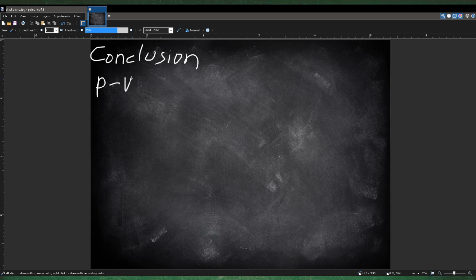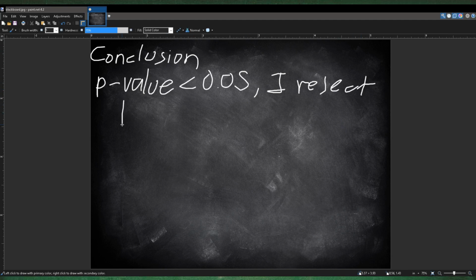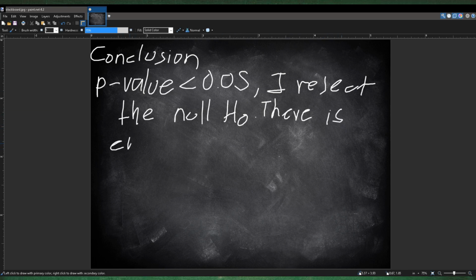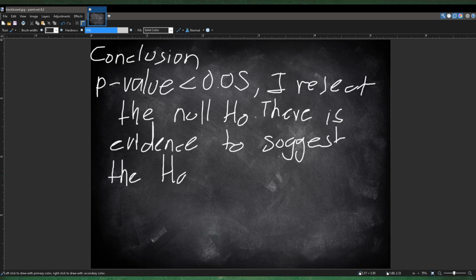So if your p-value is less than 0.05, your alpha level, then basically I reject the null hypothesis. I would just write H0, right? The null hypothesis. And you say there is evidence to suggest the alternative hypothesis is true. Okay? But you always have to put this in context. So I'll show later on in the example, basically.